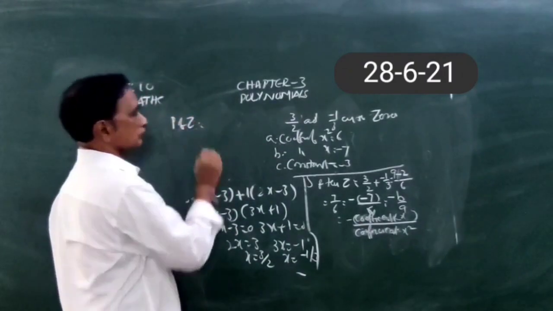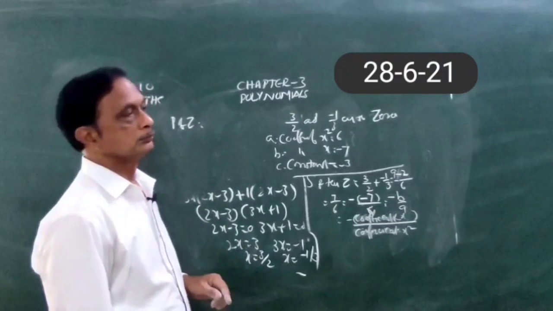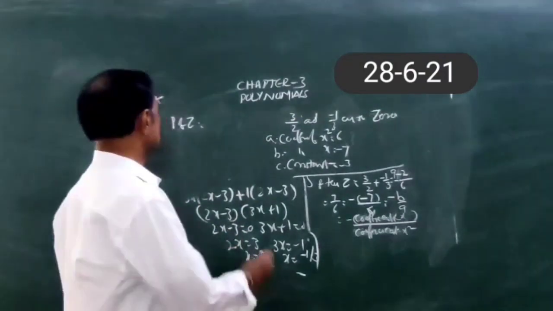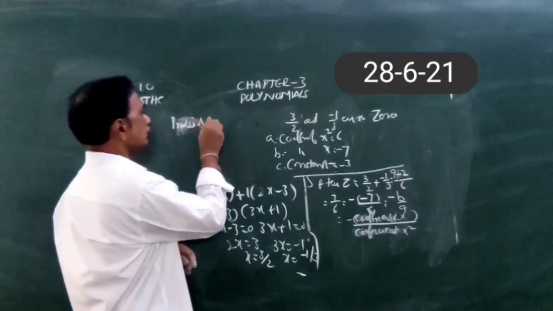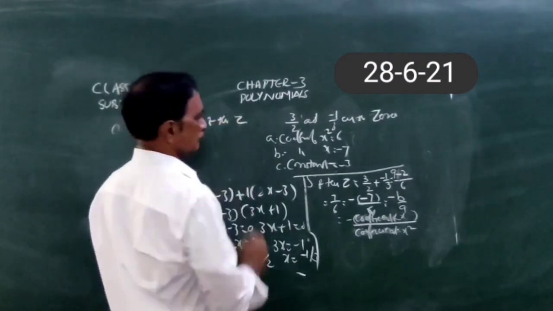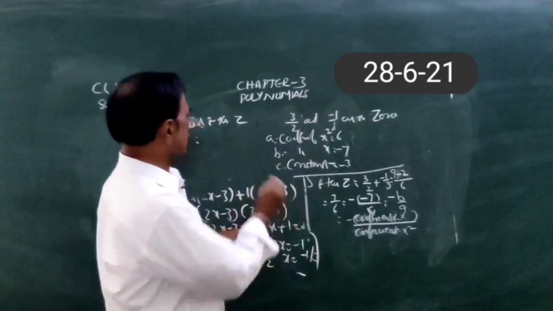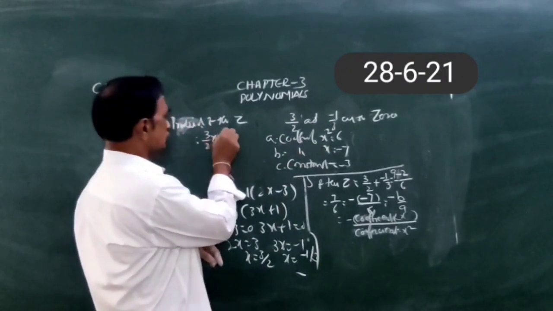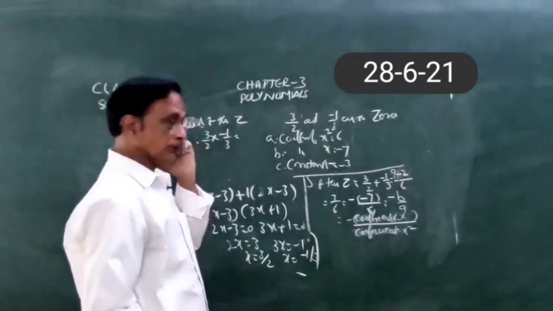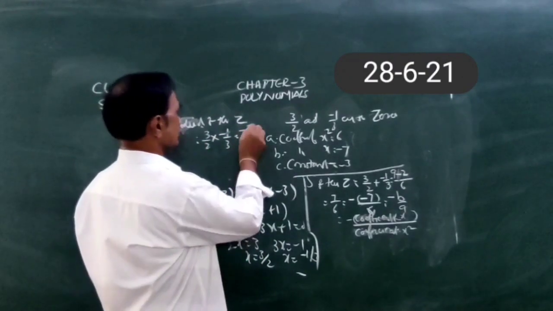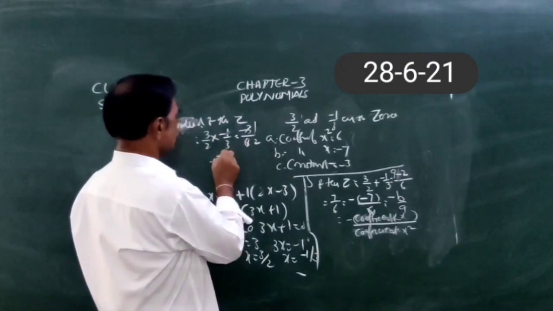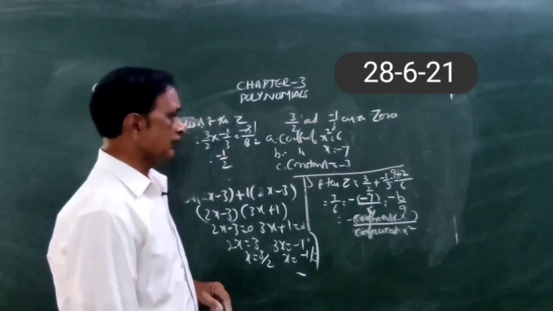Now, product of the zeros. Don't write P, you must write product of the zeros. What are the zeros here? 3 by 2 and minus 1 by 3. What is 3 into minus 1? Minus 3. 2 into 3, 6. It is minus 1 by 2, yes. Minus 1 by 2.